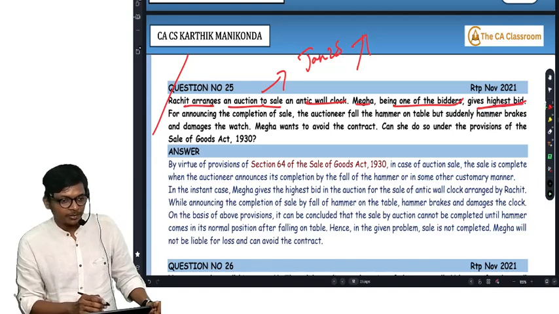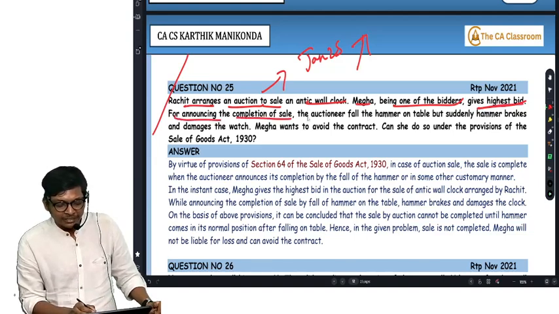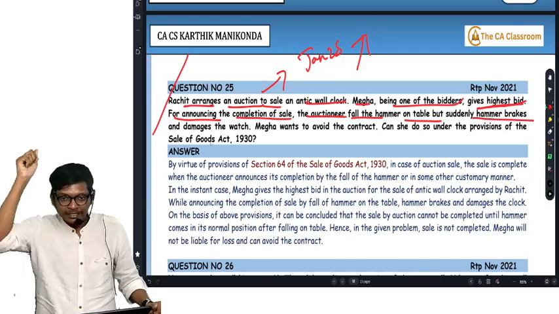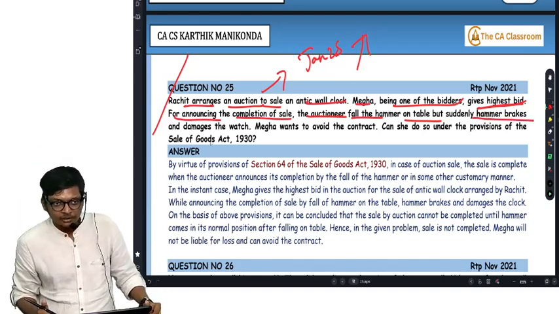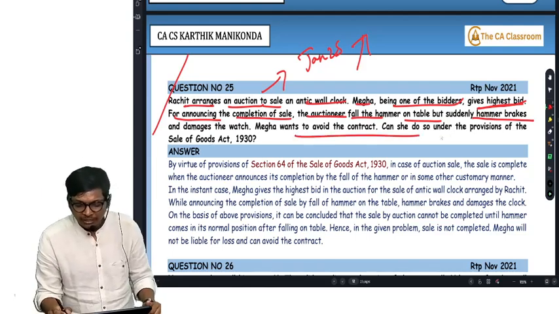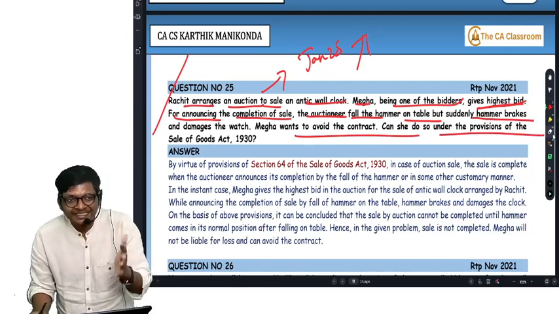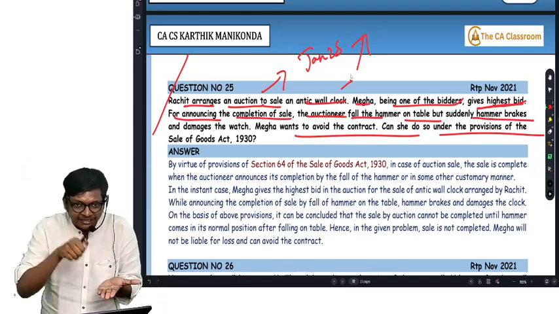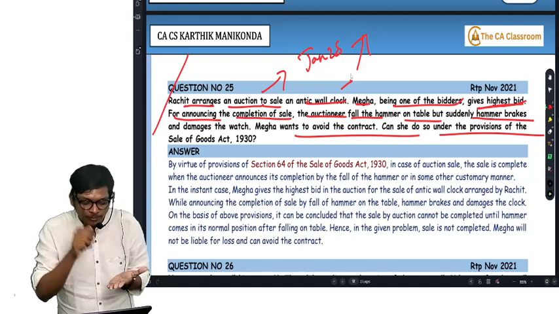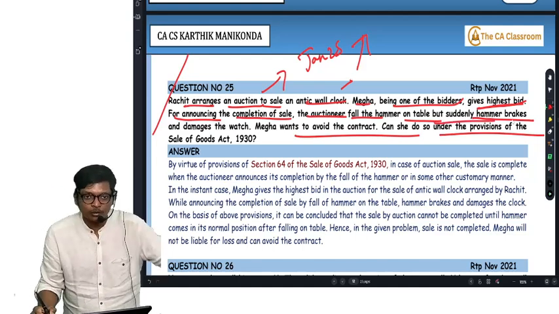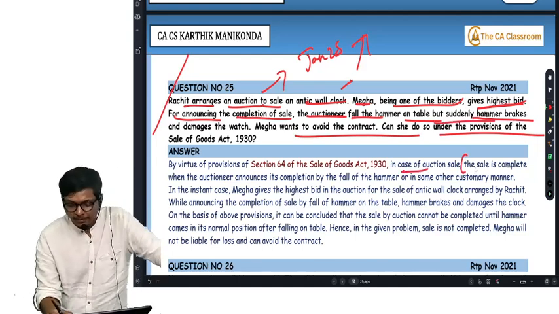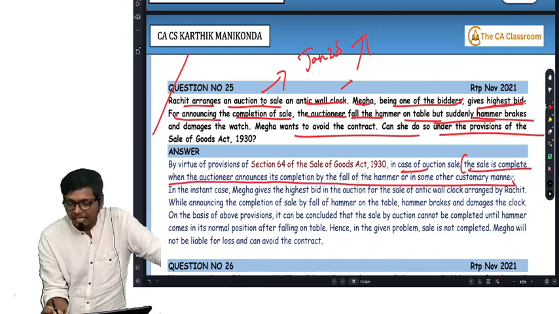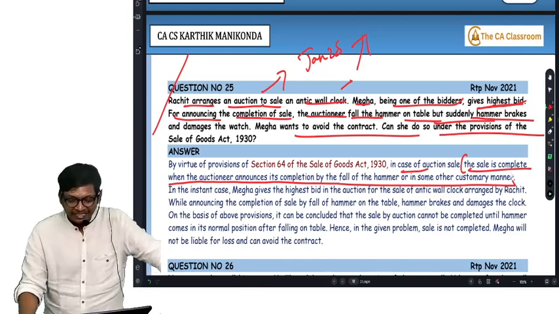Okay, she gives the highest bid. While announcing the completion of sale, the auctioneer falls the hammer on the table, but suddenly the hammer breaks. Okay. Mega wants to avoid the contract. Can she do so? Common sense. Yes. Here, the sale is completed only after the hammer hits. So before the hammer hits, the hammer broke the watch. Therefore, in an auction sale, the main point is that the sale is complete when the auctioneer announces its completion by fall of the hammer or in any other customary manner.